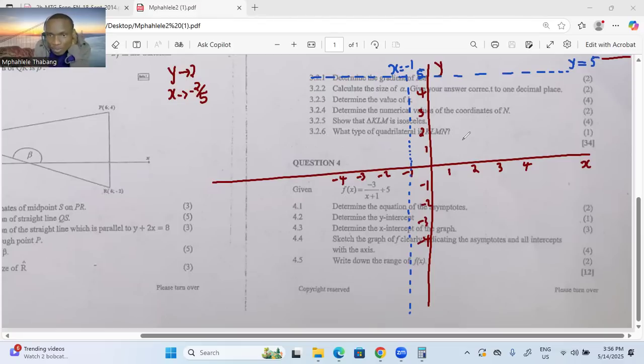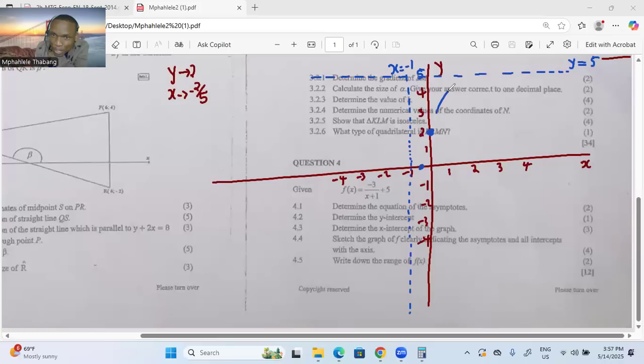Okay, now let us show the intercepts on the graph. Remember the y-intercept, it's here at 2. And where is the x-intercept? At negative 2 divided by 5. Negative 2 divided by 5, it's how much? I think it's negative 0,4. So where is negative 0,4? Somewhere here. And then at this point, you write that we have negative 0,4.